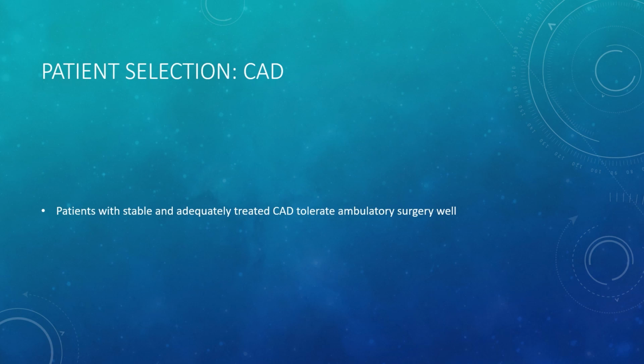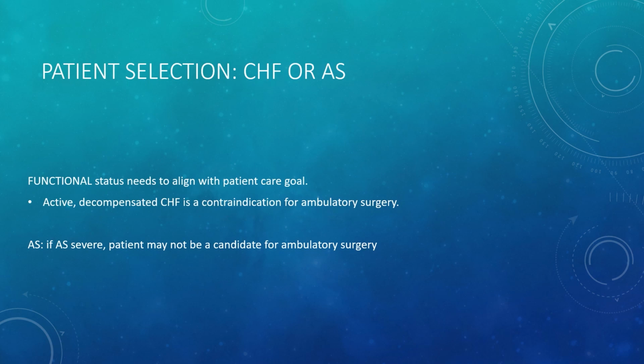In an outpatient setting, it is best to combine the patient's clinical risk factors and surgical risk factors to determine the risk for major adverse cardiac events. Patients with other cardiac diseases like congestive heart failure or aortic stenosis: the functional status needs to be aligned with the patient care goals. Obviously, if there's active, decompensated congestive heart failure symptoms in place, this is a contraindication for ambulatory surgery, and the patient should be optimized before we're proceeding.